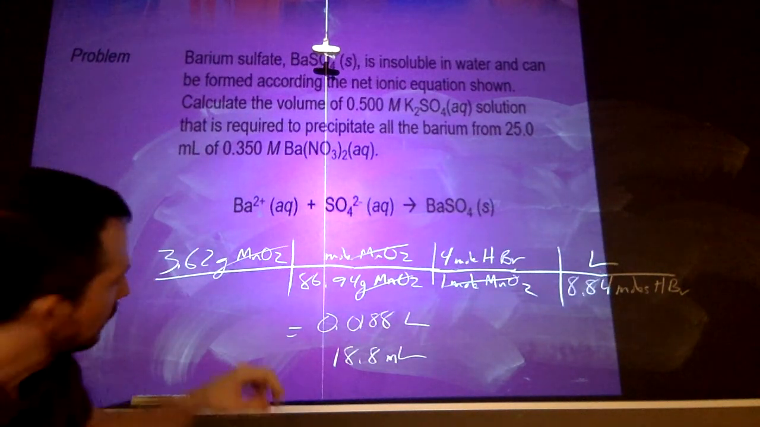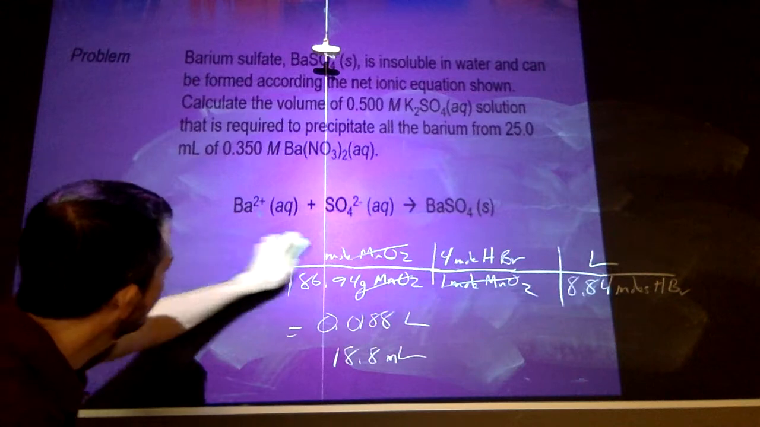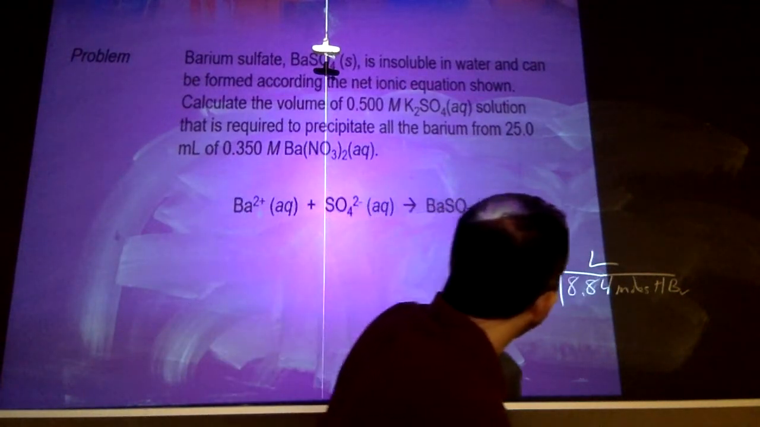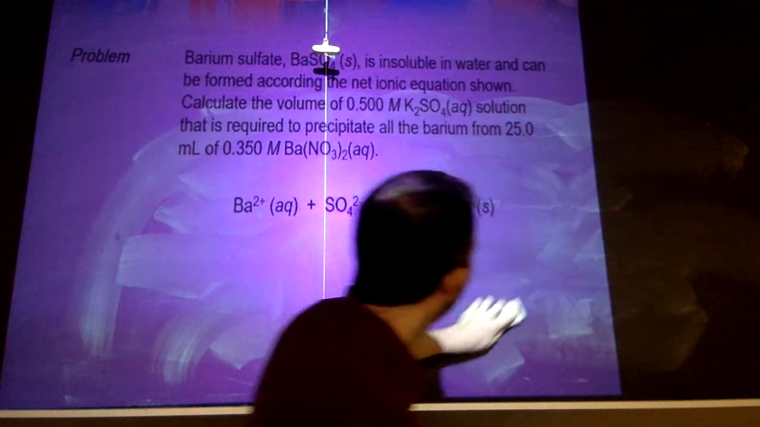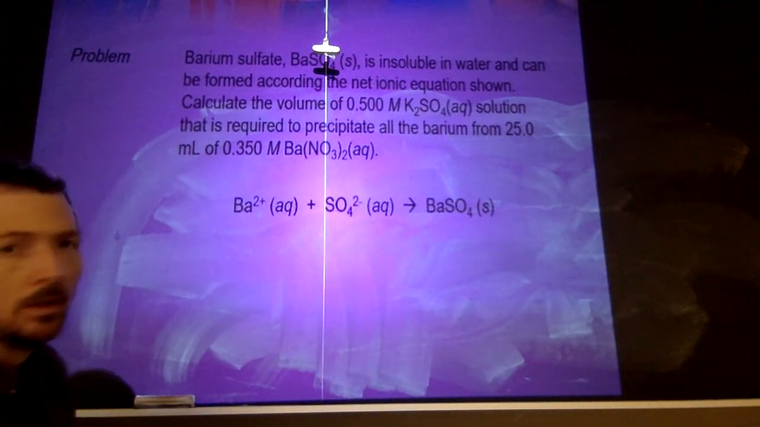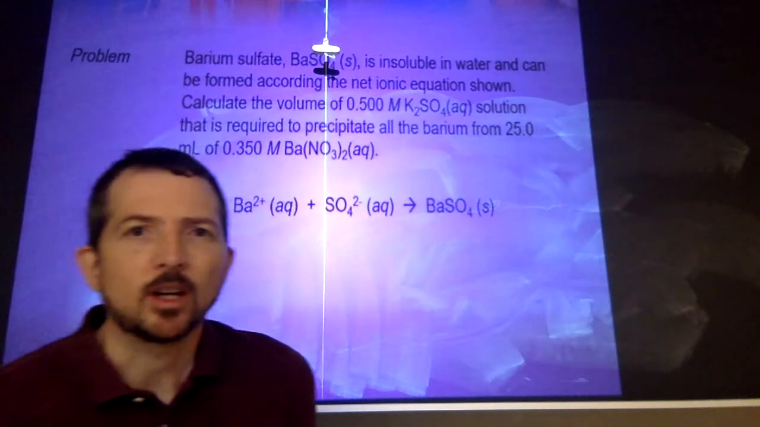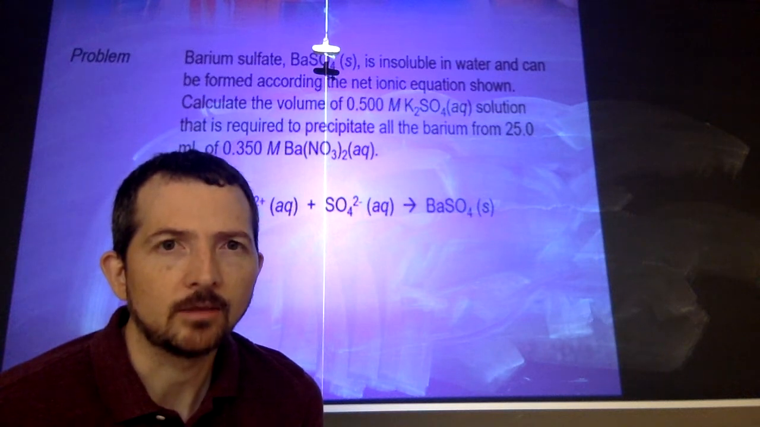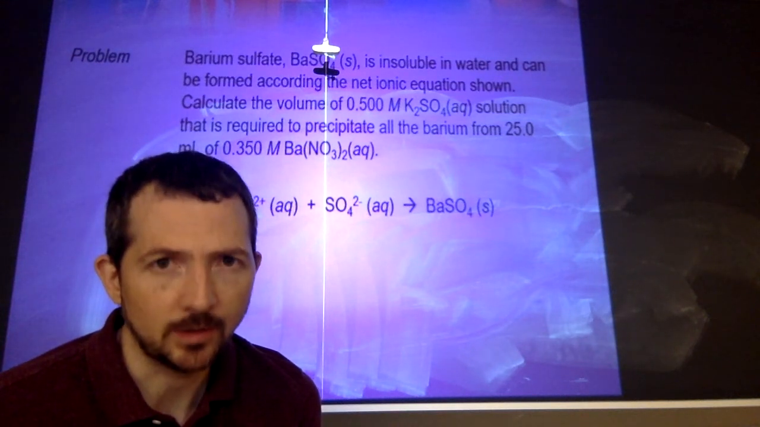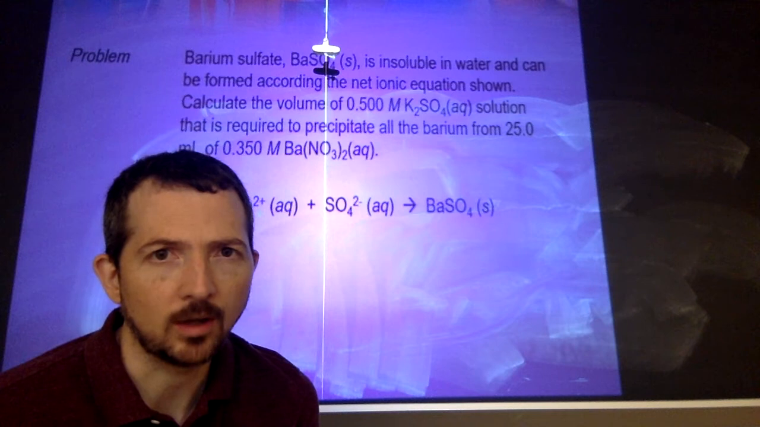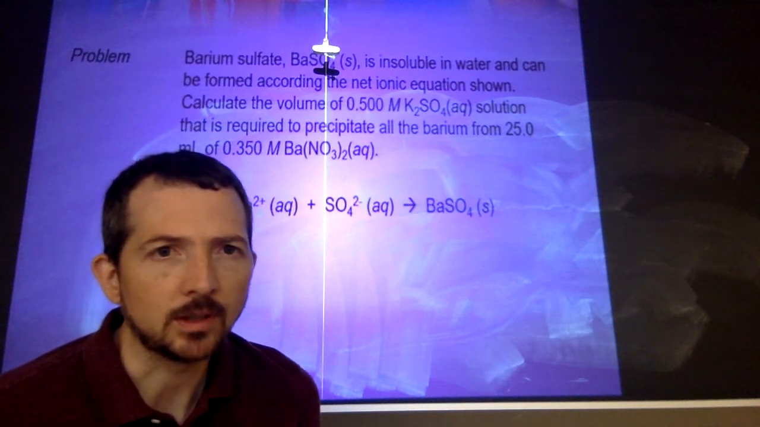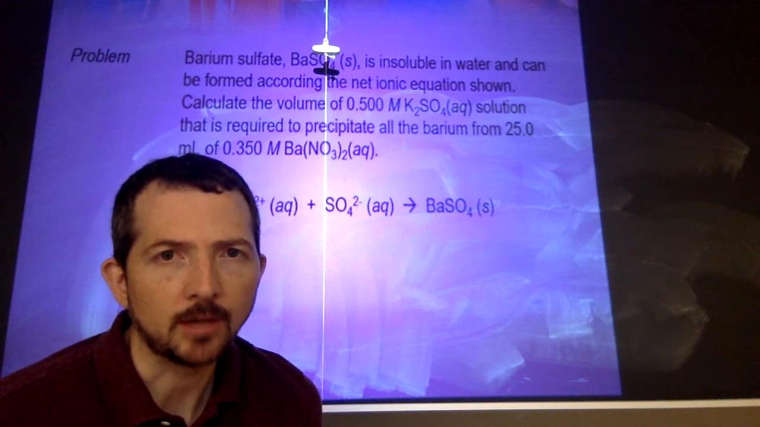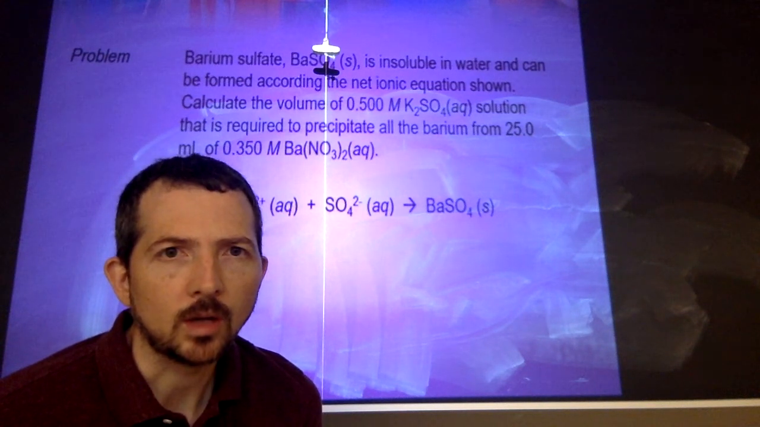Let's look at one more. It says barium sulfate is insoluble in water and can be formed according to the net ionic equation shown. Calculate the volume of 0.5 molar K2SO4 solution that is required to precipitate all the barium from 25 milliliters of 0.35 molar barium nitrate. So where do I start?